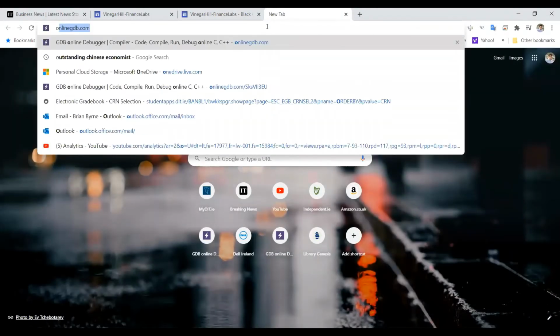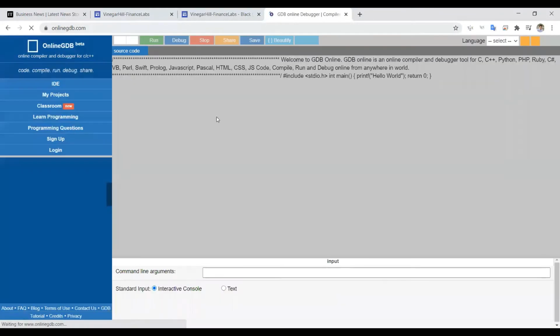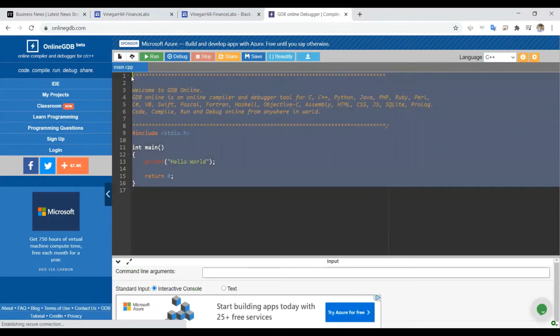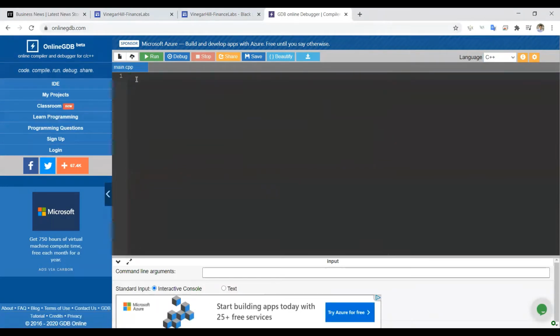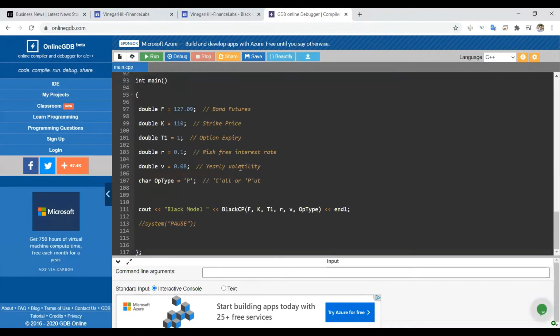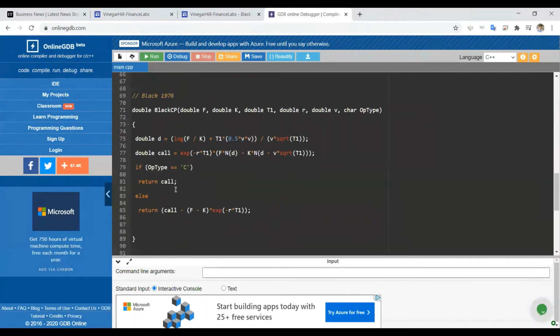We then go into an online compiler like GDB, but there are a few, and we select the language, so C++. We delete the code that we have there, and then we paste into a completely blank canvas. And what we find then is we can format this, but we just leave it for the moment.